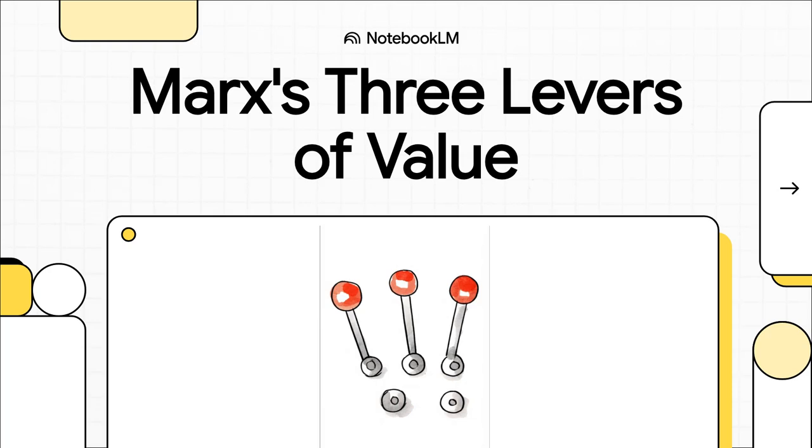All right, class. Today we are diving right into one of the most foundational, and let's be honest, famously dense chapters of Marx's Capital. We're going to unpack the core mechanics of how surplus value is created, and more importantly, how its magnitude can be stretched and pulled.